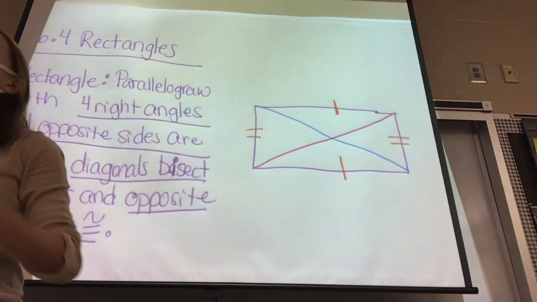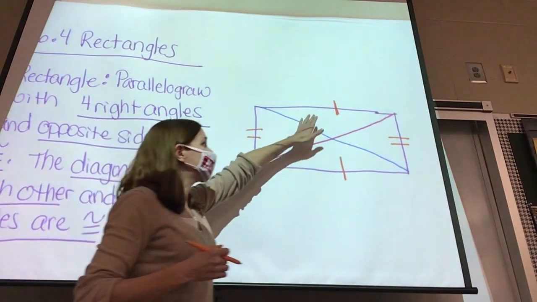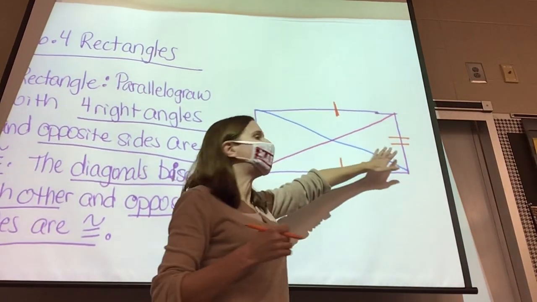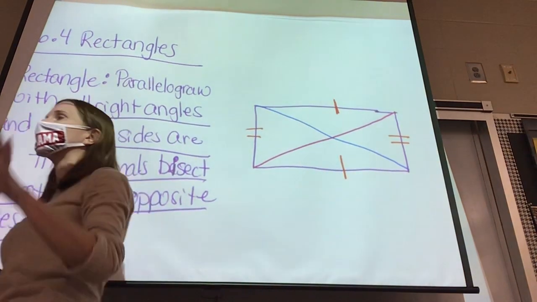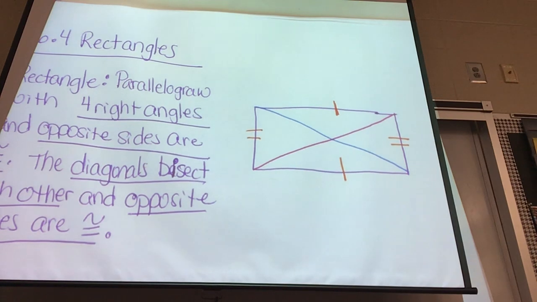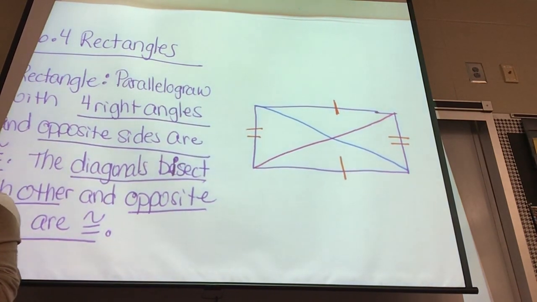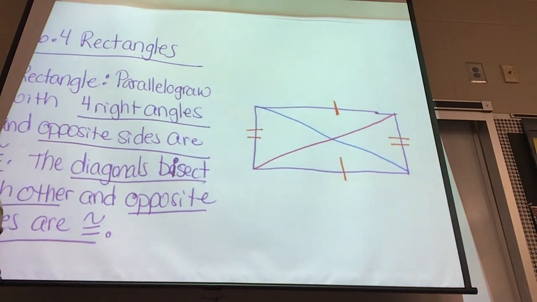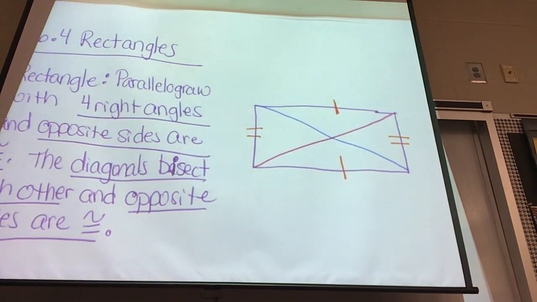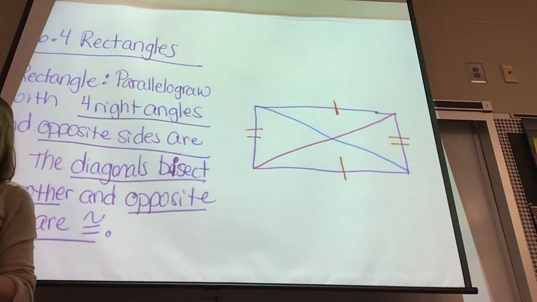So it tells me that opposite sides are equal. So I've already done that. Top and bottom are equal, left and right are equal. So I've marked those with the same amount of marks, so I know that they are all equal. What else does it tell me? They bisect each other. Okay, so what else does it tell me about my angles? I have all 4 right angles.